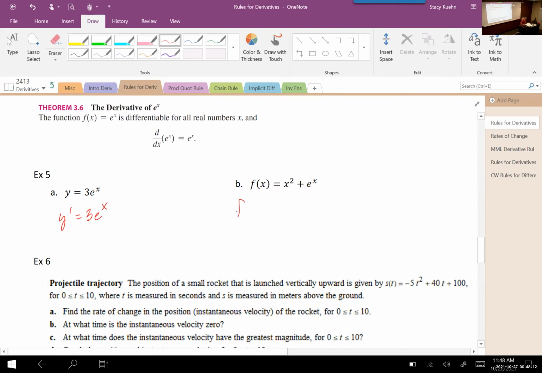So f prime of x, what's the derivative of x squared? 2x. What's the derivative of e to the x? There you go. 2x e to the x.